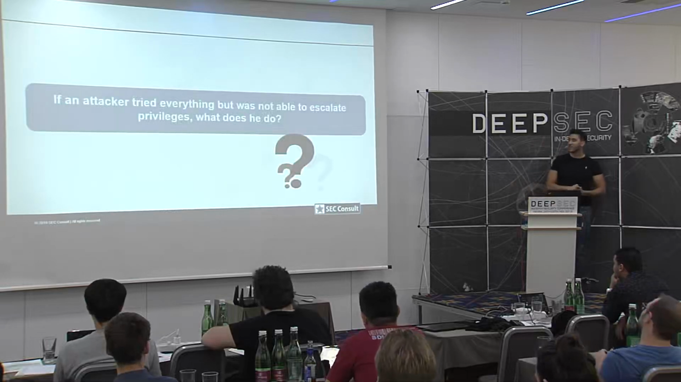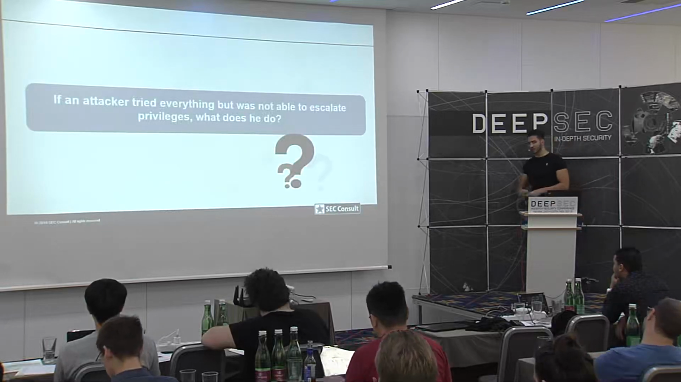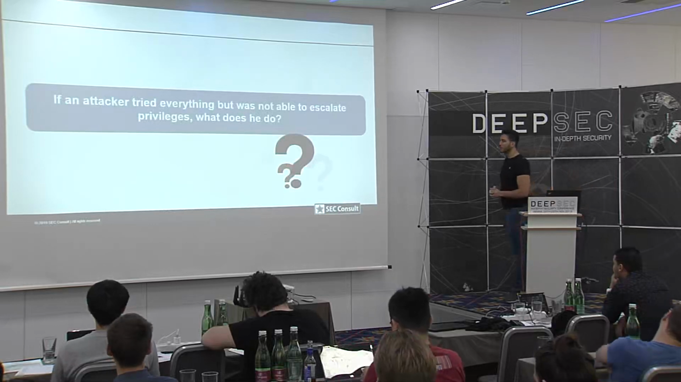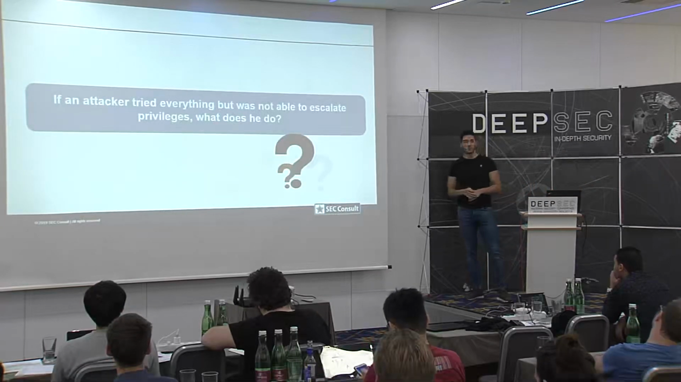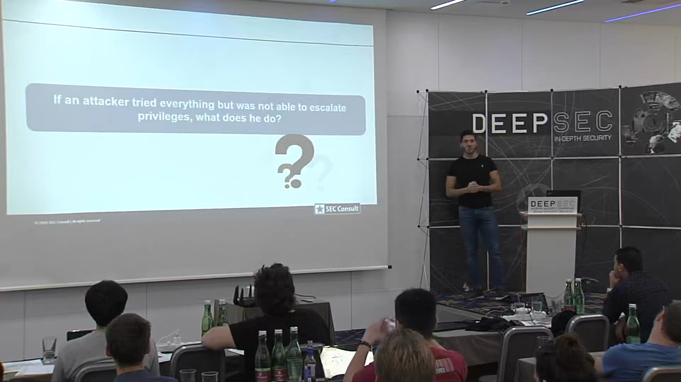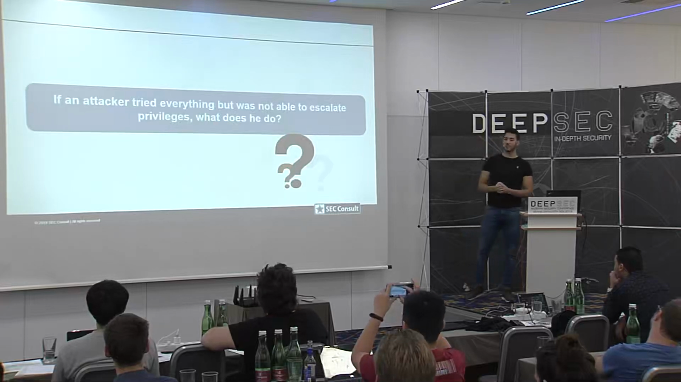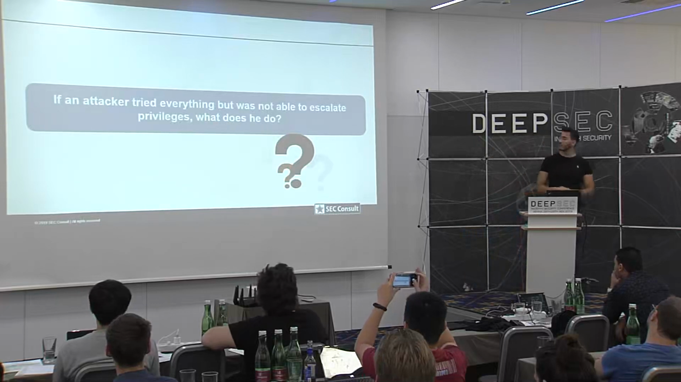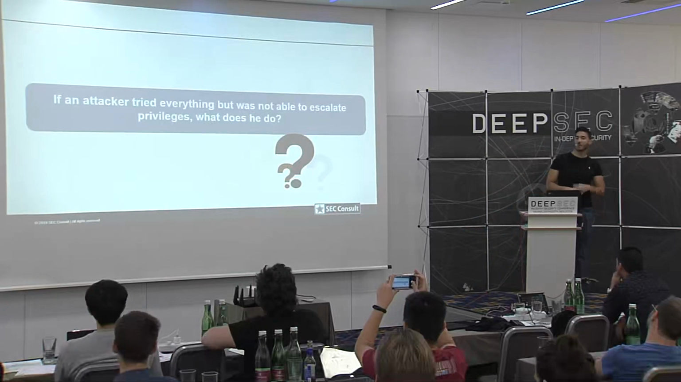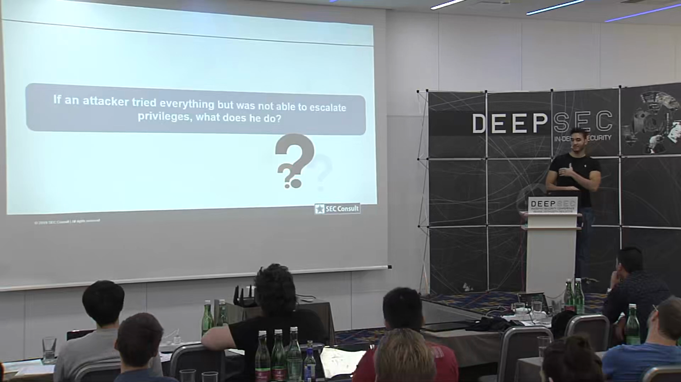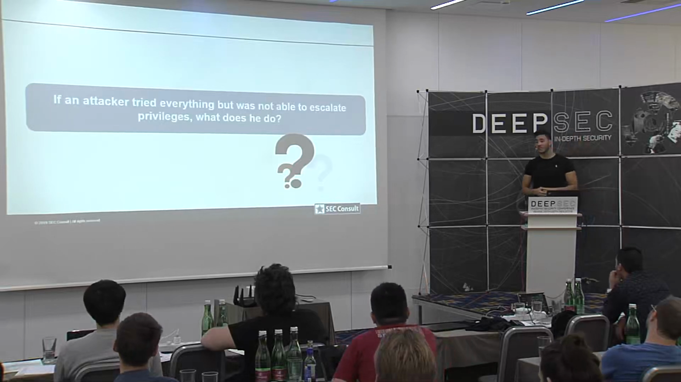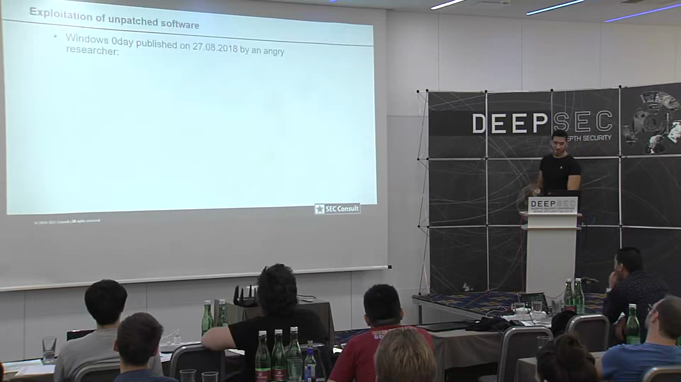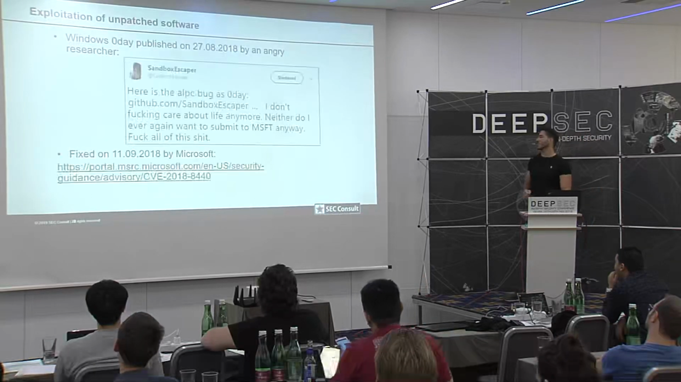But if an attacker tried everything that he could, he checked the services, he checked everything else, but he was not able to escalate his privileges, what can he do? It's a little bit hard for a penetration tester, but for a malicious attacker. Correct, the answer is get some coffee and just wait, because the next exploit is awaiting.